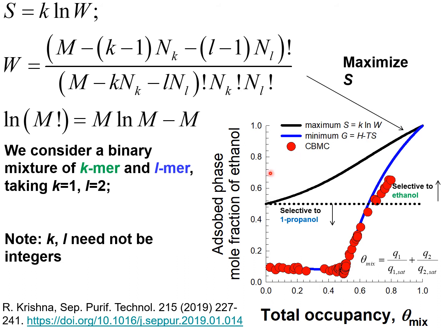The message to emerge from this is the following: as the occupancy increases, the entropic contribution to the free energy becomes of increasing importance, and at an occupancy of unity, the adsorbed phase will contain ethanol almost exclusively.